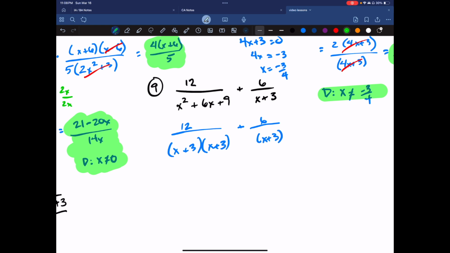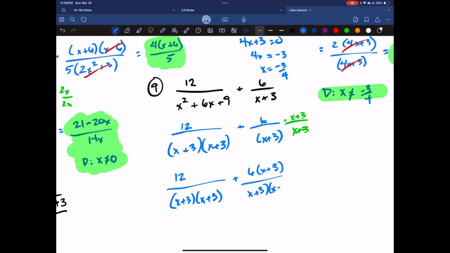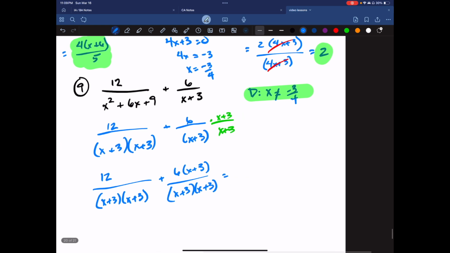So I'm going to multiply the second one by x plus 3 to make common denominators. So 12 over x plus 3, x plus 3. The whole reason we factor it is to know what the other fraction needs. So plus 6 x plus 3 over x plus 3, x plus 3. Okay, so that's going to be 12 plus 6x plus 18 over.